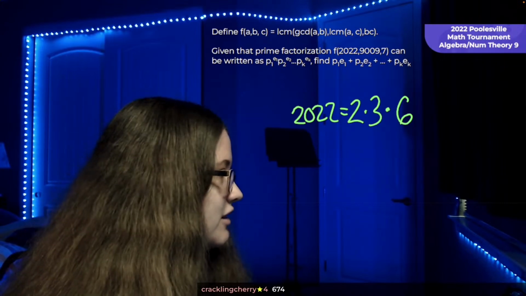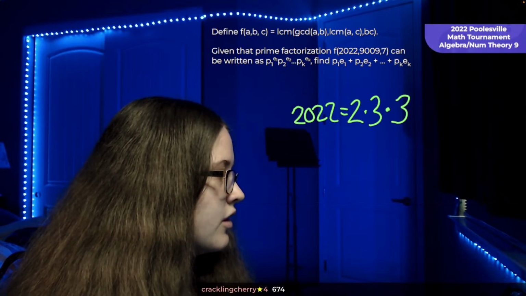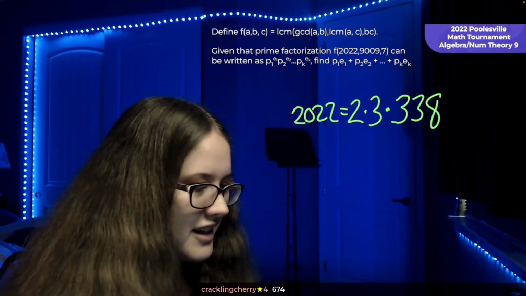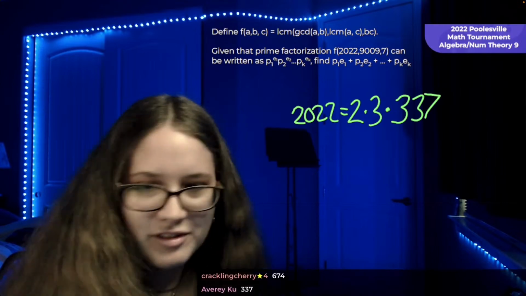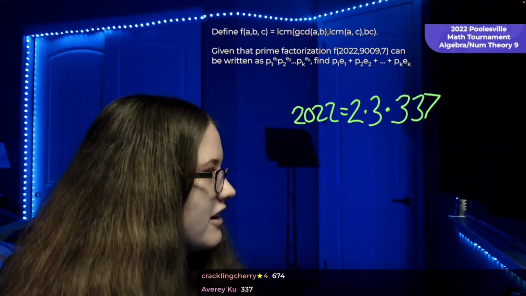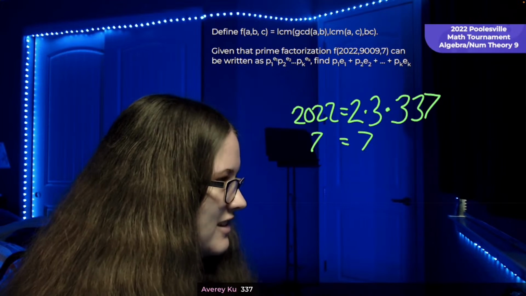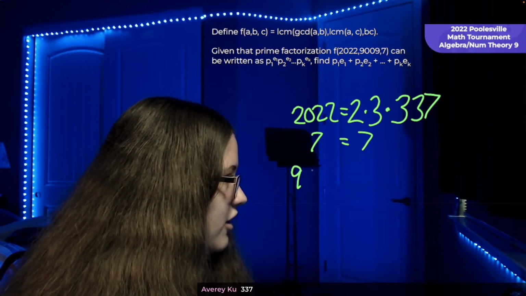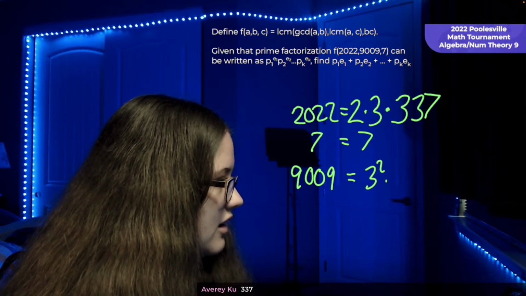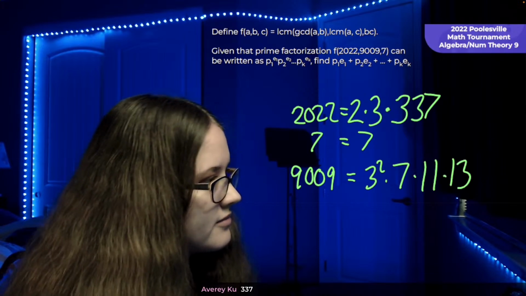Right, I remember how I was factoring this. 674 over 2 is 337, yes. Arithmetic, not always my strongest suit, that's what a calculator is for. Okay, now, I think I can do 7. That one's just 7. And then 9009 is 3 squared times 7 times 11 times 13.